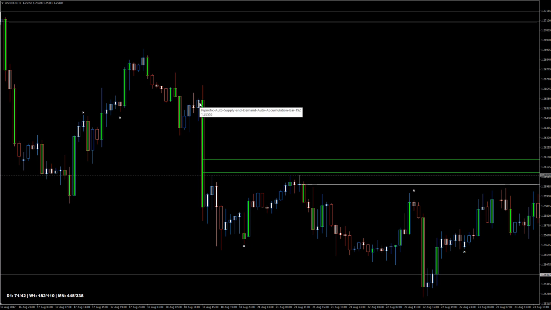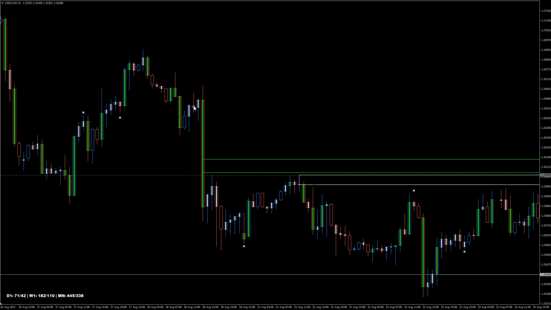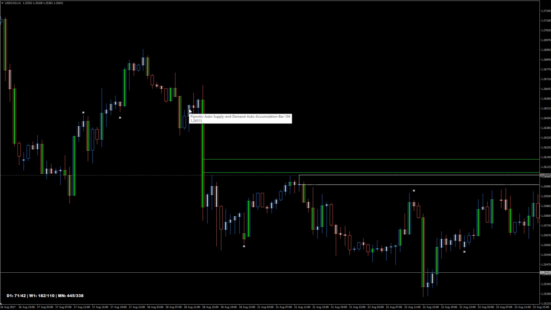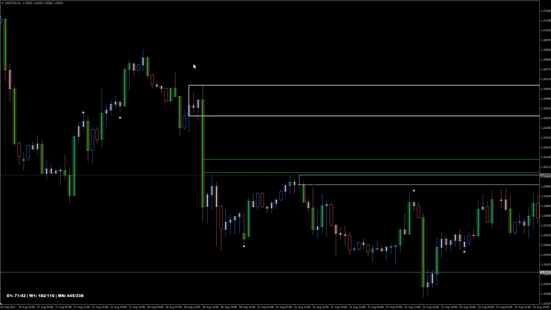Is this an accumulation candle? Yes, it is. Is the body of this candle within the range of the previous? Yes, it is. Is this an accumulation candle? Yes, it is. Is the body of this candle within the range of the previous? Yes, it is. Is this an accumulation candle? Yes, it is. Is the body of this candle within the range of the previous? No, it is not. So our area of supply would be from the low here to the high here. And so we would look to sell at the low just there.